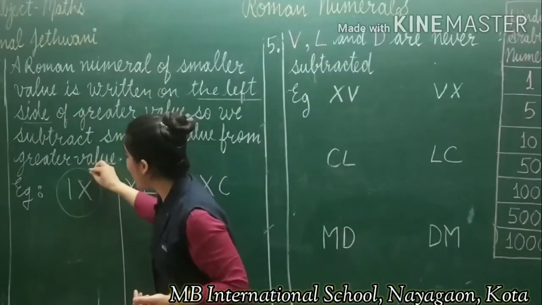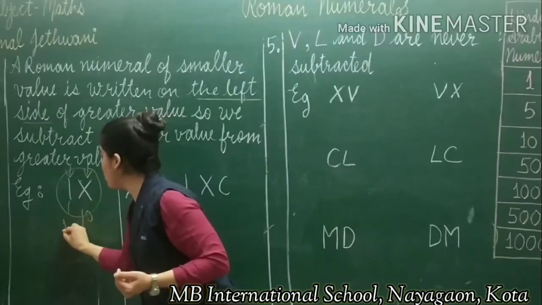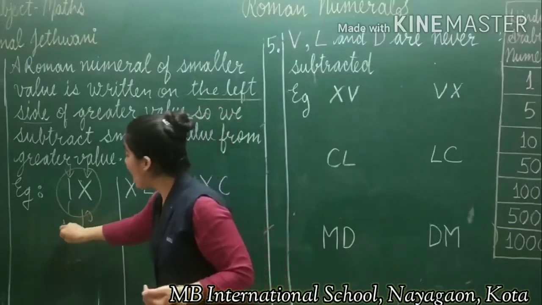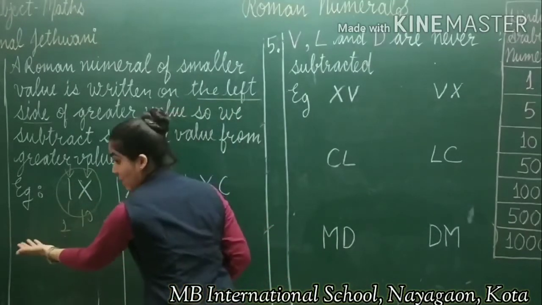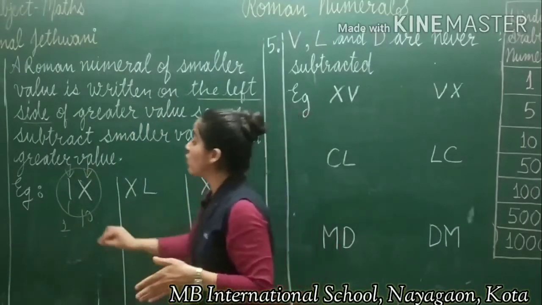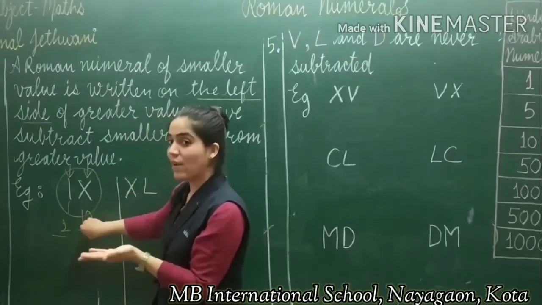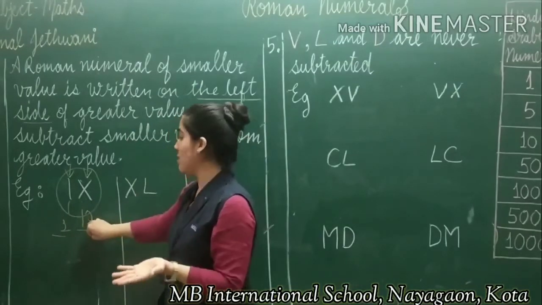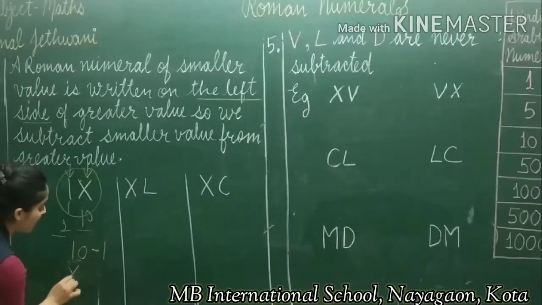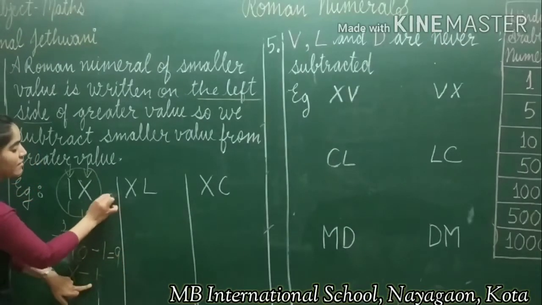In the example you can see I have written I and X. So X means 10 and I indicates 1. Here you can see that 1 is a smaller value and 10 is a greater value, and 1, which is the smaller value, is written at the left side. When the smaller value is at the left side we subtract the smaller value from the greater value. जब हमारी smaller value greater value के left side पर होती है तो हम smaller value को greater value में से subtract करते हैं to find out the answer. So here I will subtract 10 minus 1, meaning X minus I, and as I subtract I will get the answer 9. So this value indicates 9.